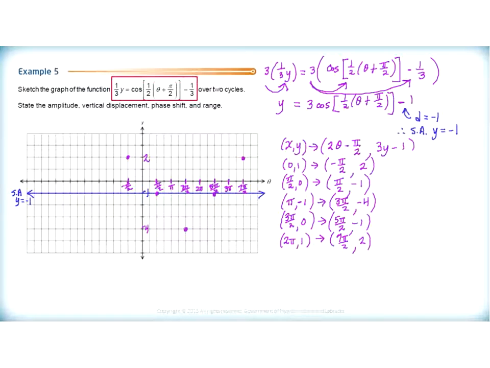So this is a V-shaped graph that will represent one cycle of the transformed function. Notice that the distance between -pi over 2 and 7 pi over 2, that distance represents one full cycle, which is equal to 8 pi over 2, which is just 4 pi. And that will give us the period of the transformed function.